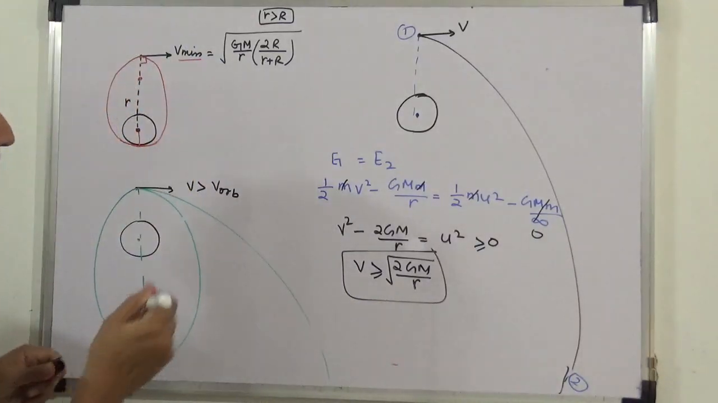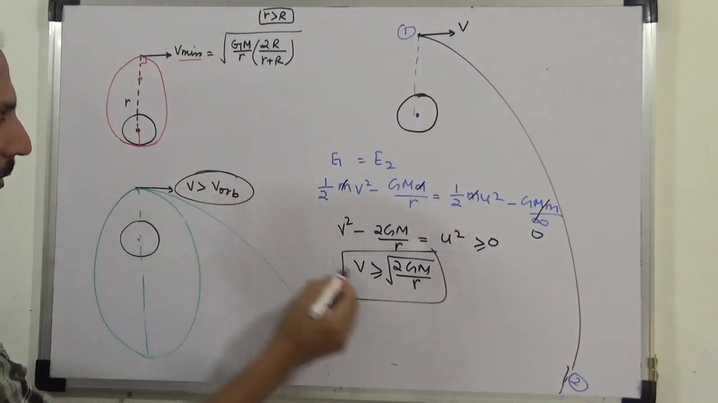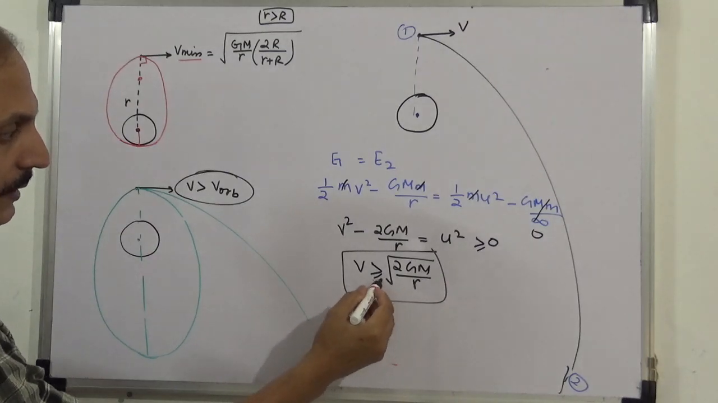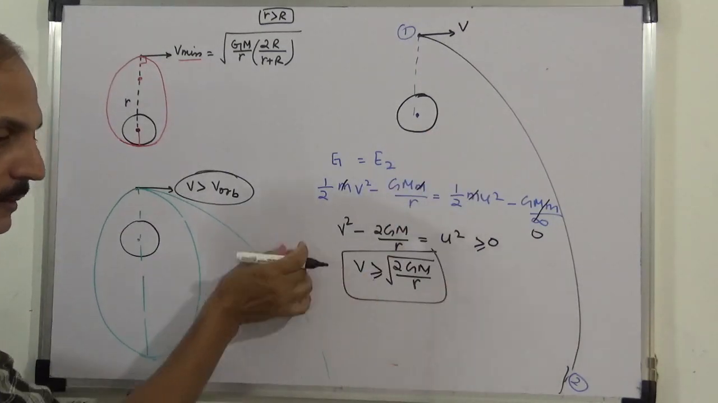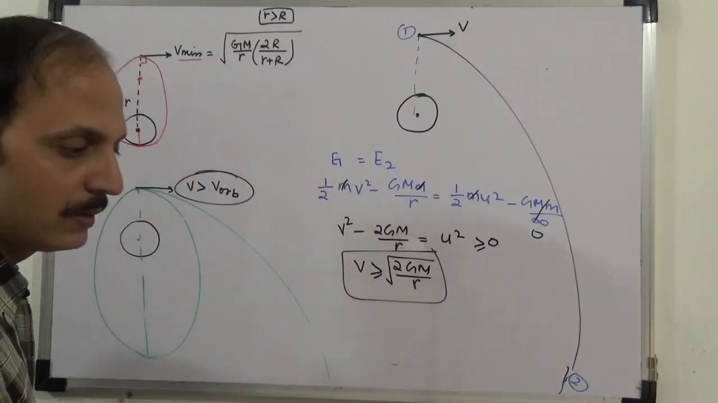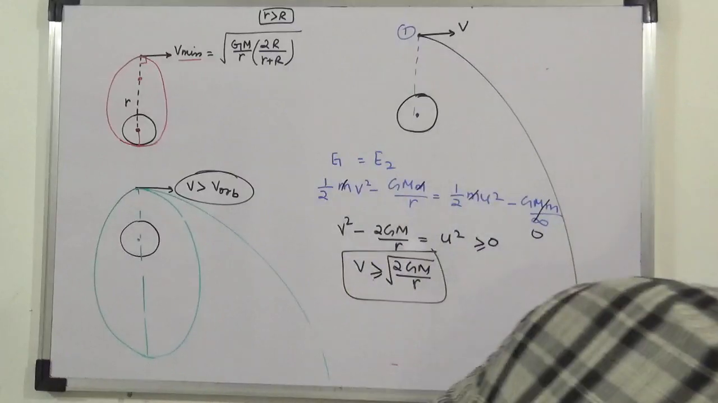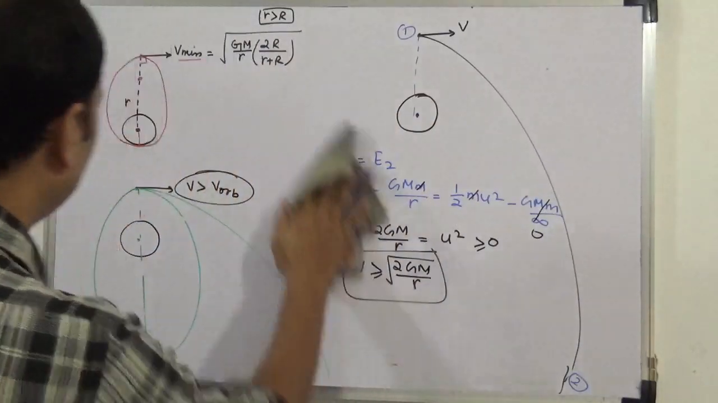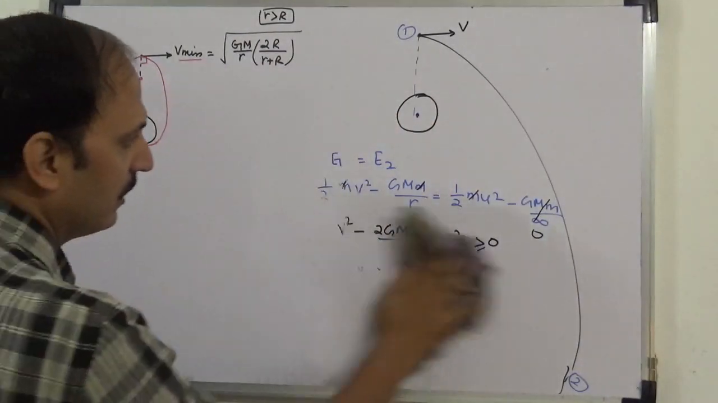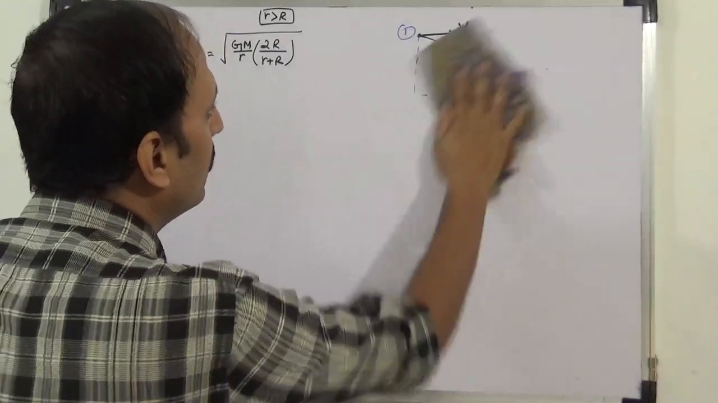So you can see, V greater than V orbital and V less than this, if it is more than this it will escape, and if it is in between, the body will keep moving. So now let's combine all this in a single format and let's see.